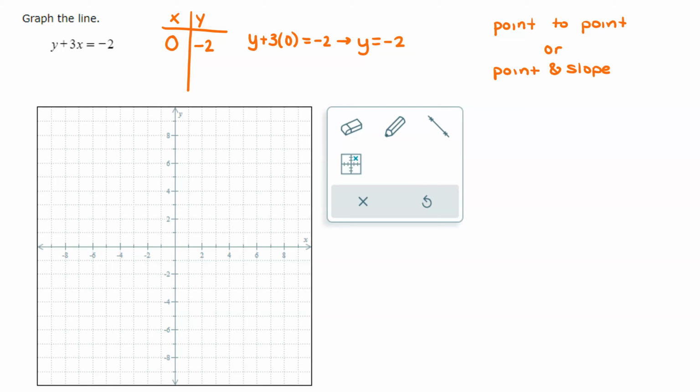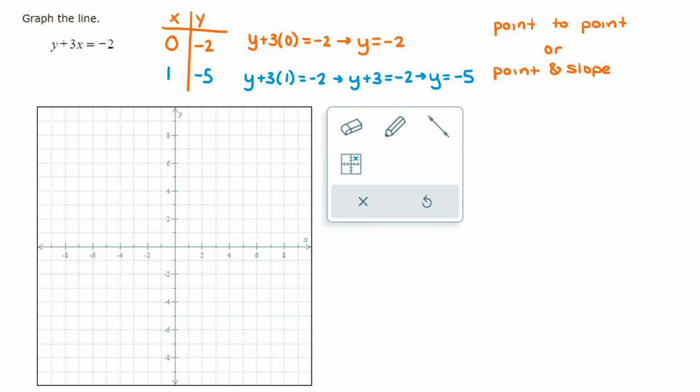So if I pick x equals 1, then I have y plus 3 times 1 equals -2. So that tells me y plus 3 has to equal -2, which tells me y has to equal -5, because -5 plus 3 is -2. So (1, -5) is on the graph.